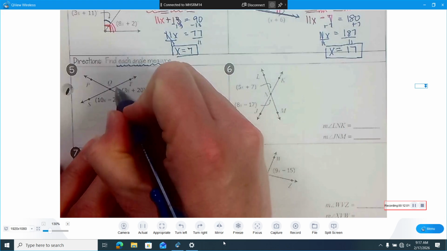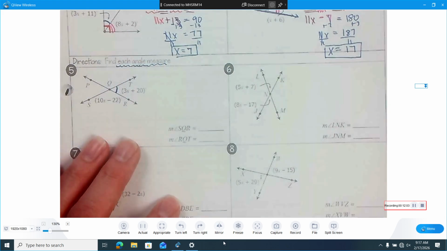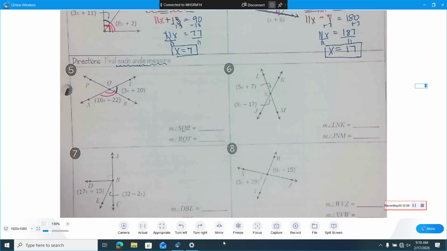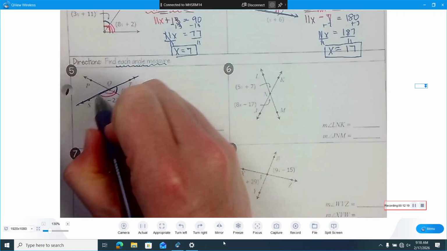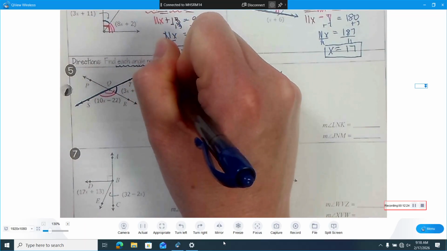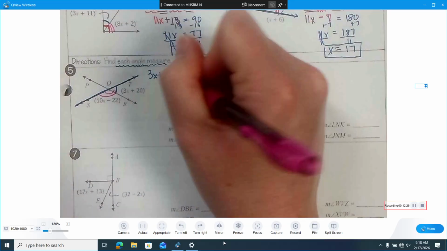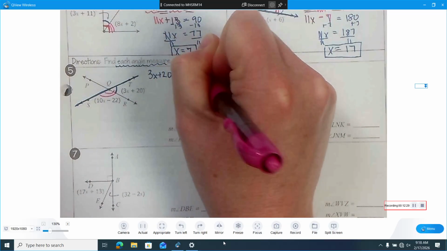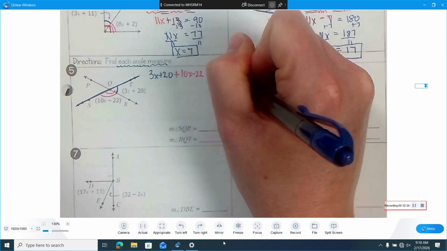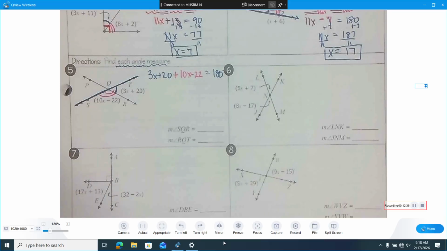Tell me about these angles I have here, this 3x plus 20 angle and the 10x minus 22 angle. What should we do for those? What kind of angles are they? Supplementary, very good. They are all on this straight line here, so they are supplementary. So we can write our equation, 3x plus 20 plus 10x minus 22 equals how many degrees? 180 because they're supplementary, very, very good.